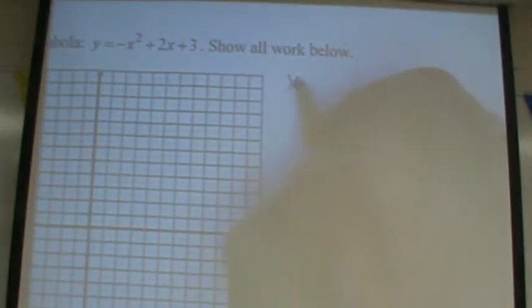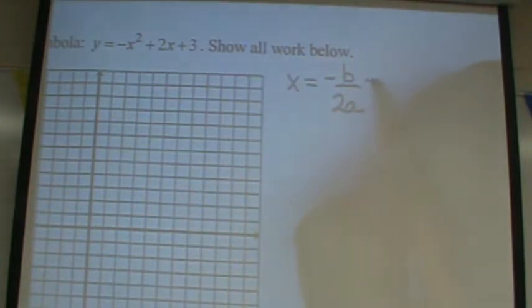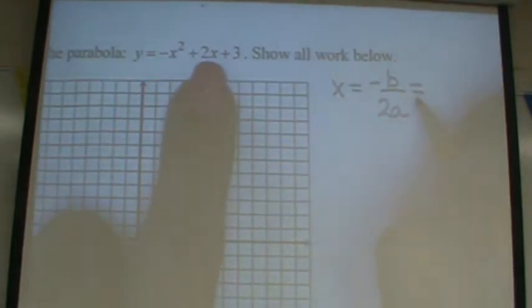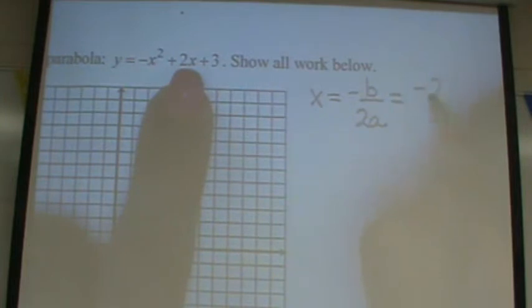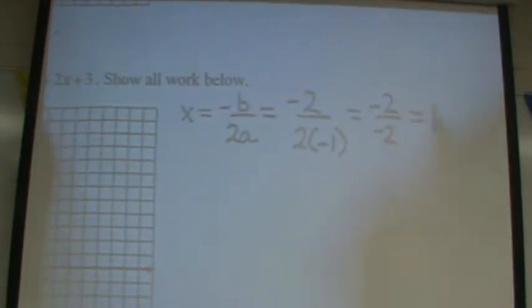So my vertex is going to be my maximum point. Starting off with my axis of symmetry, my B value is 2, so I have negative 2 over 2 times negative 1. So I have negative 2 over negative 2, which x is equal to 1.